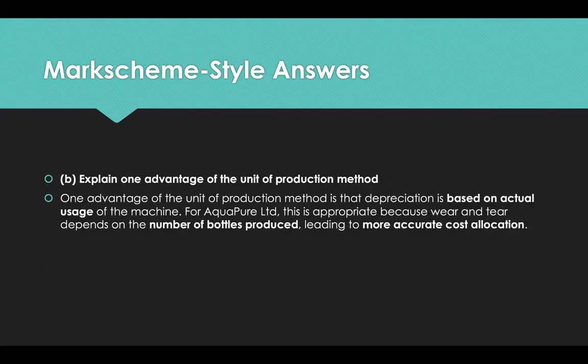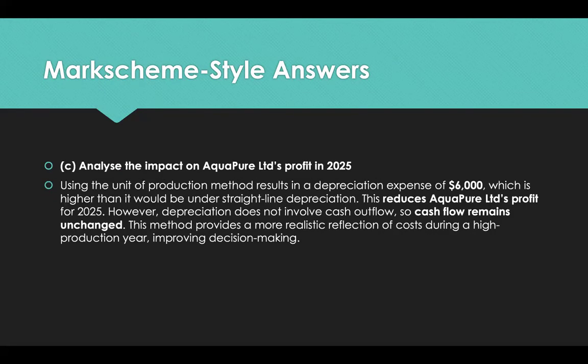The $6,000 depreciation reduced AquaPure Ltd's profit for 2025. However, cash flow remains unchanged. This method improves accuracy in high production years, but makes profit less predictable. Overall, AquaPure Ltd should use the units of production method if output fluctuates significantly. If stability is the priority, straight line depreciation may be more suitable.